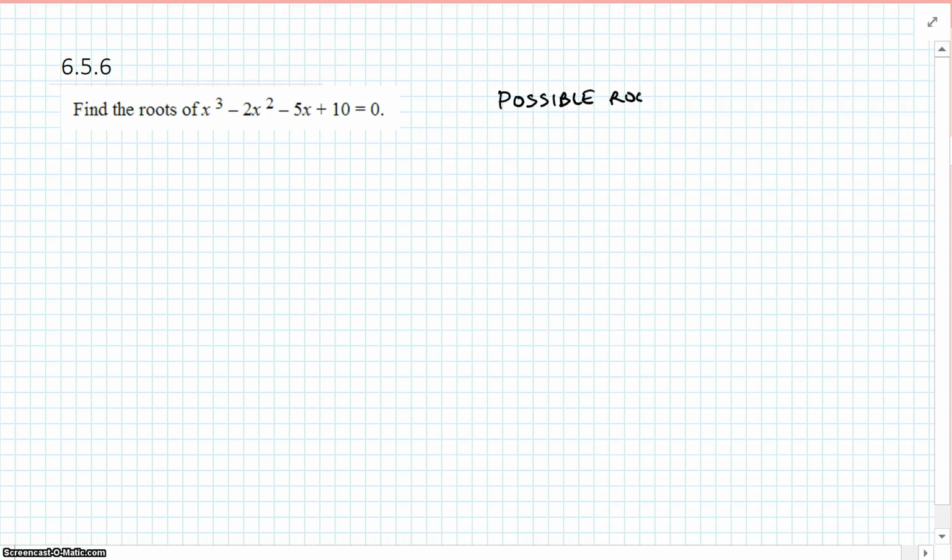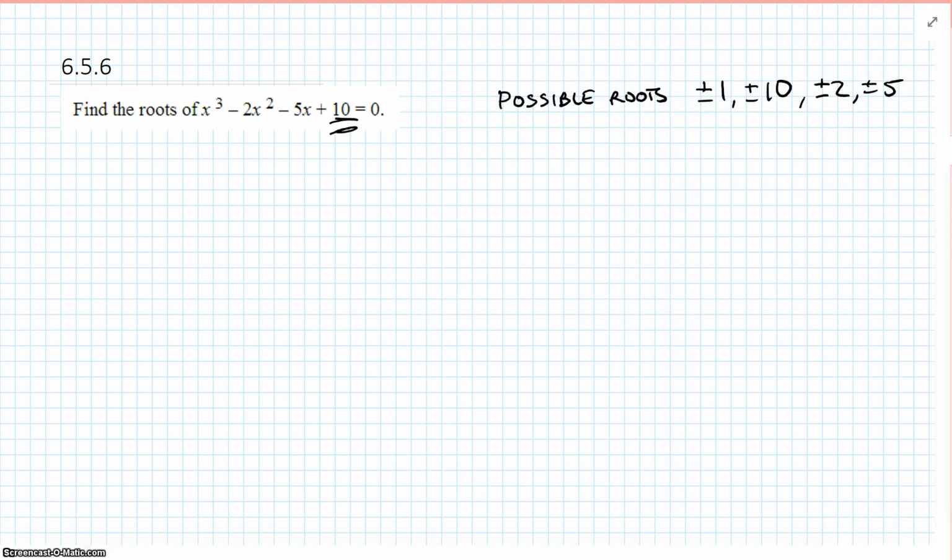Okay, and if you remember, all the possible roots are going to be the factors of the constant, which are 10. So the factors of 10 are plus or minus 1, plus or minus 10, and then 2 and 5. So plus or minus 2, plus or minus 5. So those are all the possible roots. So we're going to use synthetic division, and we'll start with positive 1.